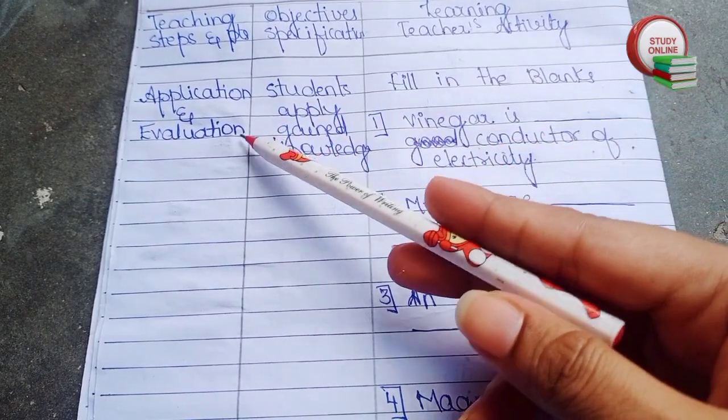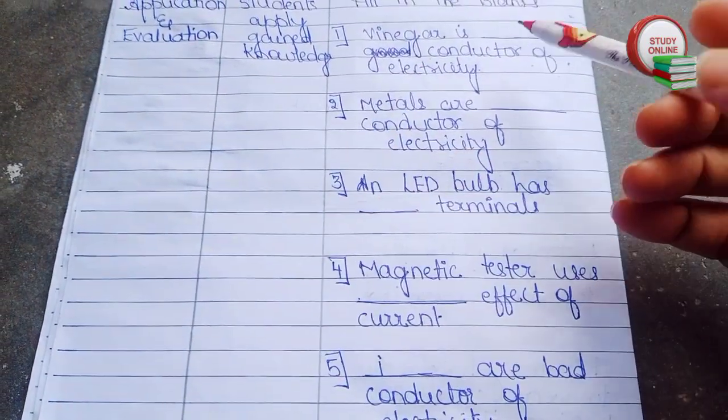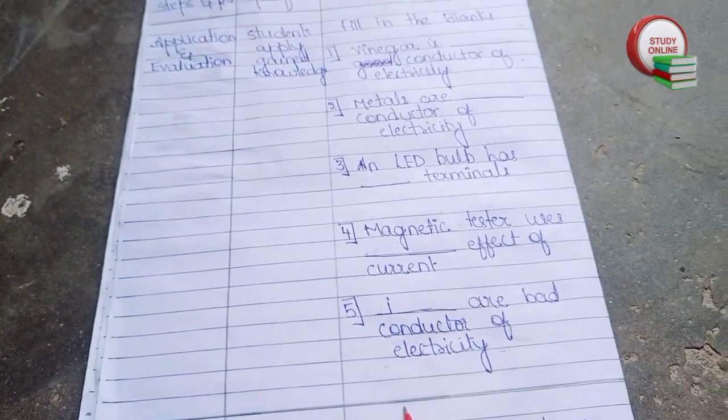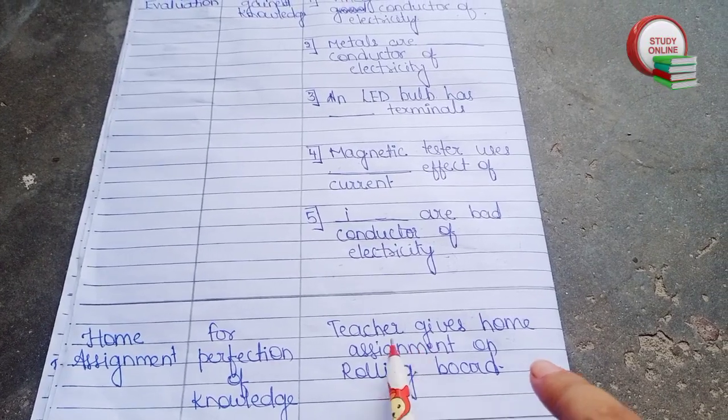So application and evaluation. For that we can give fill in the blanks. Here you can see I have given 5 fill in the blanks. So you can see this, and a home assignment also. So for perfection of the students' knowledge, the teacher can give a home assignment to students, right?